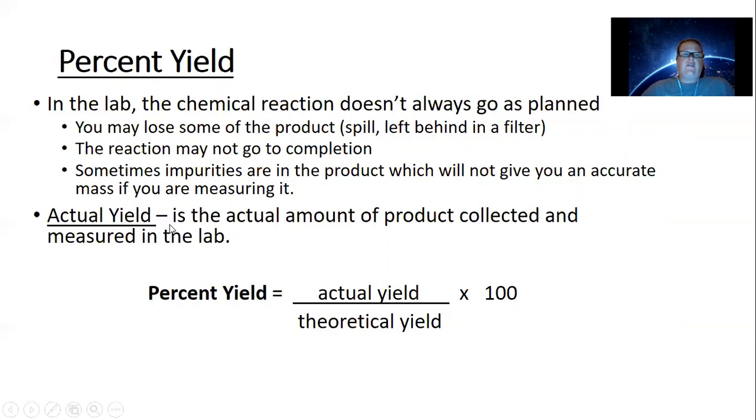Actual yield is the actual amount that you collect and measure in the lab. Sometimes you might lose some of the product through a spill, or it gets left behind in a filter, or some is accidentally spilled down the drain. The reaction might not go to completion, and sometimes you might have some impurities. So a percent yield calculation is the actual yield divided by the theoretical yield times 100.